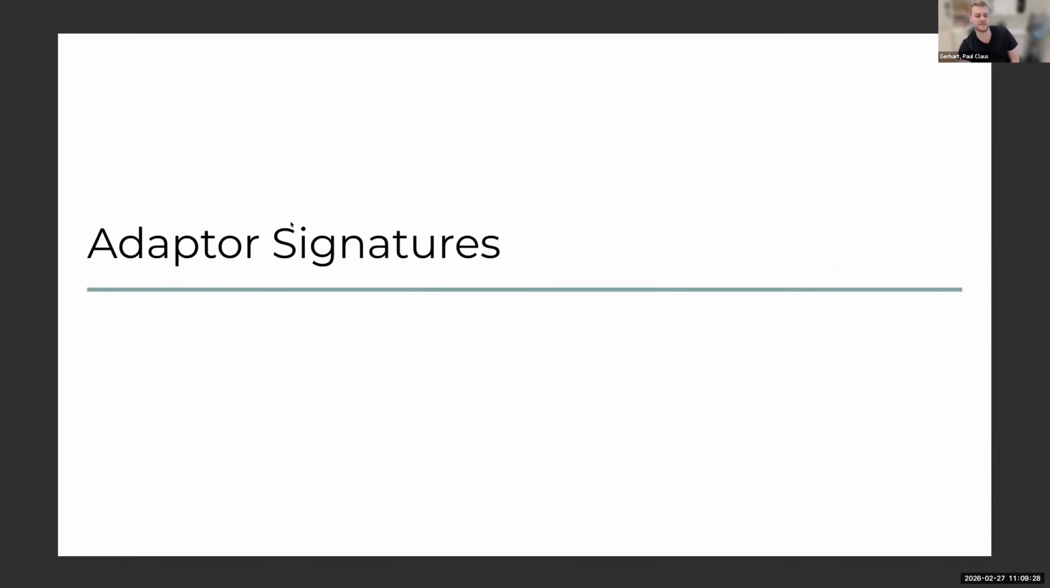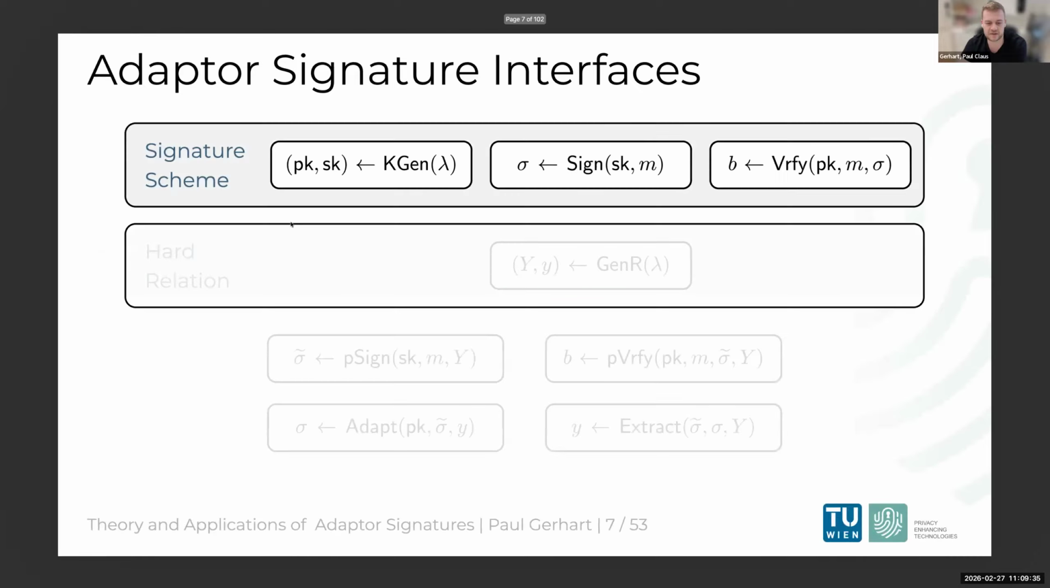Okay, let's start with adapter signatures. Adapter signatures consist of two things, right? Adapter and signature. So when we build them, it's again built from two things. The first one is a signature scheme. I think most of you know signature schemes. You have a key generation, a signing, and a verification interface. Like standard, signing takes a message and a key, and gives you a signature. Verification takes a public key, a message, and a signature, and gives you a bit.